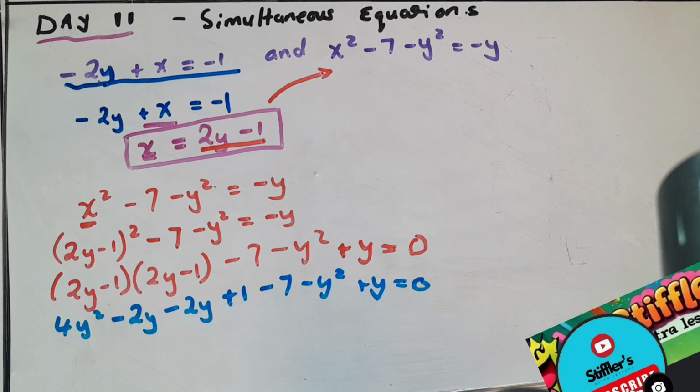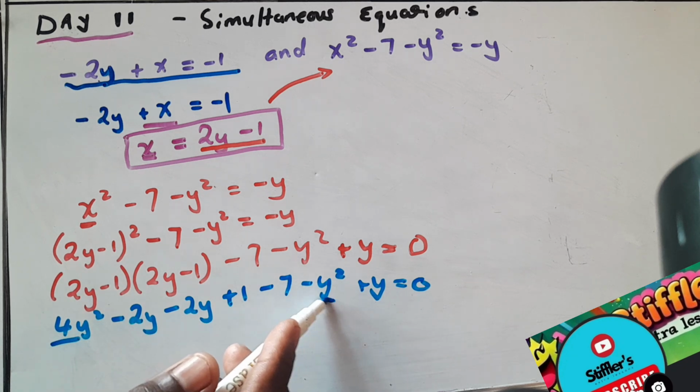Now the next step is just to group the like terms and add them, right? Which like terms do we have in this situation? This is the like term with this one, they are having squares.